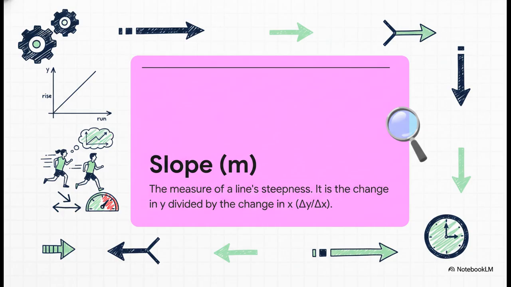And honestly, the slope is the absolute key to understanding a linear function. It's not just a number. It is the rate of change. So, if we go back to Jessica's run, the slope of her line is literally her speed. It's the exact number of miles she runs every single minute.